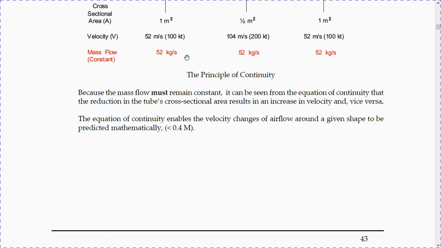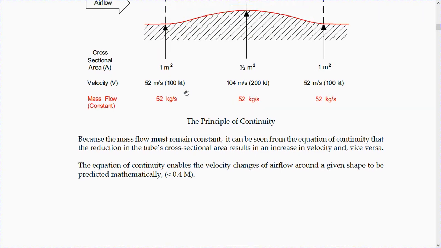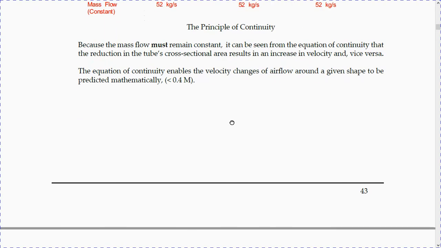So the principle of continuity. Because the mass flow must remain constant, it can be seen from the equation of continuity that the reduction in the tube's cross-sectional area results in an increase in velocity, and vice versa, as we were just stating a second ago. The equation of continuity enables the velocity changes of airflow around a given shape to be predicted mathematically below 0.4 Mach.